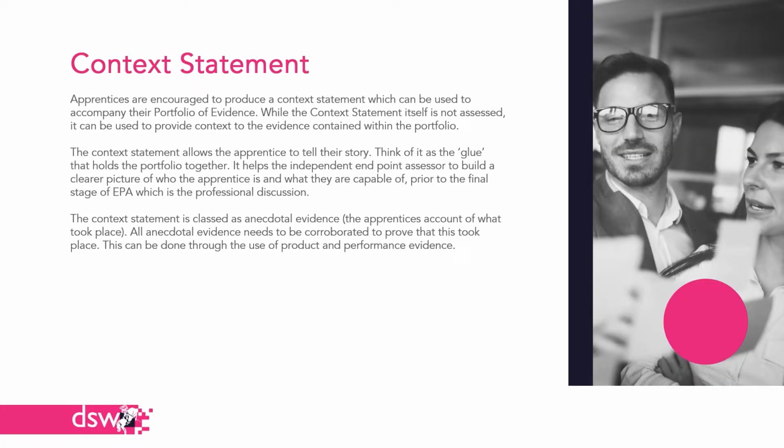Context statement. When we refer to a context statement, we want to know what the apprentice has done in a specific situation: who, what, where, why and when. Really building a picture behind a specific situation, and from there they can pull on pieces of product and performance evidence which demonstrate exactly what they've done in relation to their context statement. It's a great way for apprentices to bring all of their evidence together and give a more rounded picture of what they're capable of. They need to make sure they corroborate what they've said in their context statement with evidence, as the context statement is purely anecdotal.